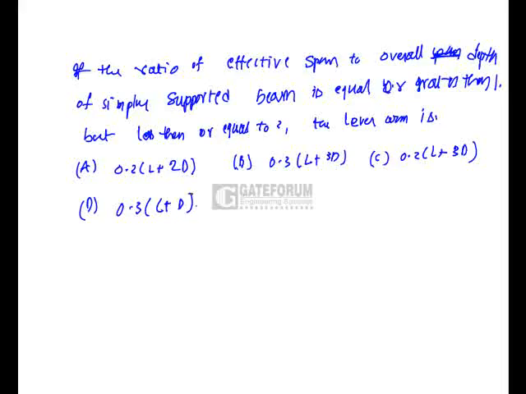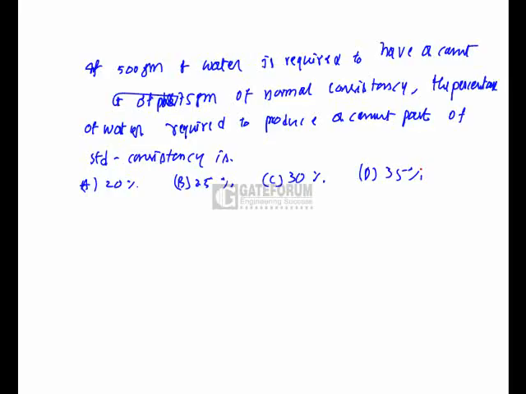Question: the ratio of effective span to the overall depth of a simply supported beam. Effective span to overall depth is equal to or greater than some value, but less than or equal to another. The lever arm is going to be 0.2 into L plus 2D. Option A is correct.